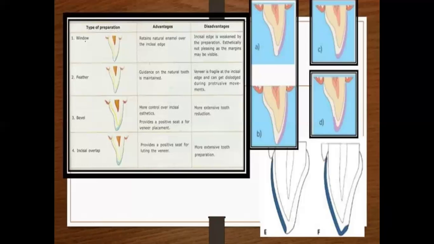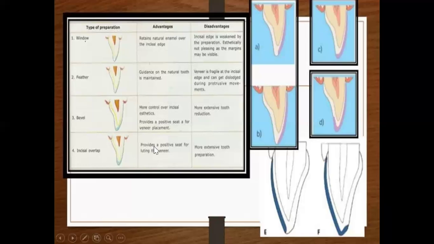during protrusive movements. Next is a bevel type of preparation, with more control over the occlusion, and aesthetics are better. We have better control of aesthetics and it provides a positive seat for better veneer placement. Here, the disadvantage is that more extensive reduction is required.